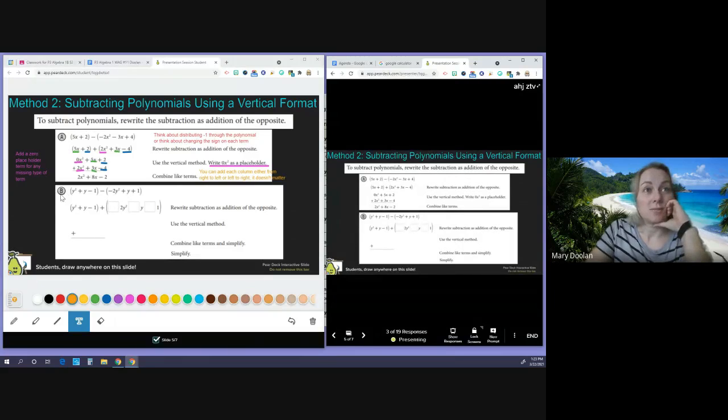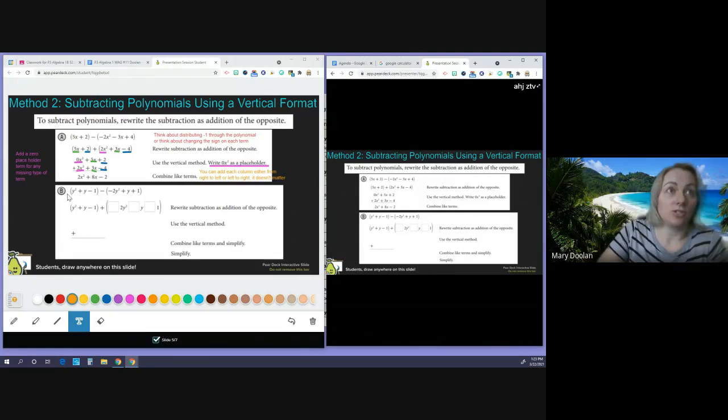We're going to do the second problem. Y squared plus y minus 1. That's our first polynomial. Our first trinomial has 3 terms. Trinomials have 3 terms. Minus our second polynomial, which is also a trinomial, -2y squared plus y plus 1.